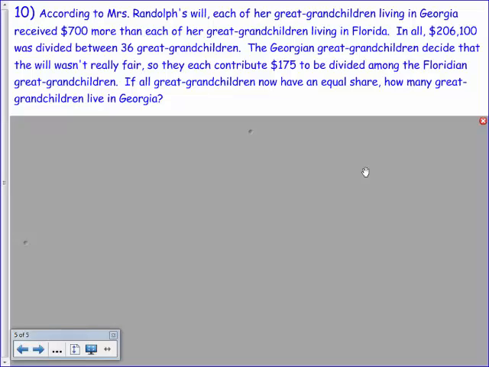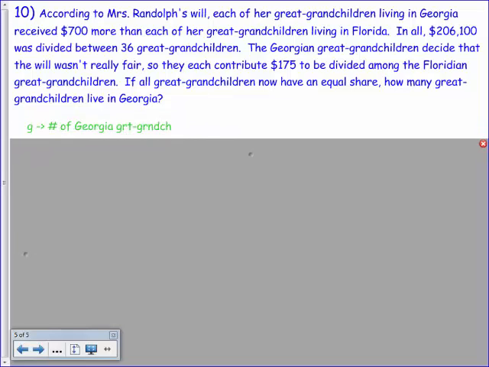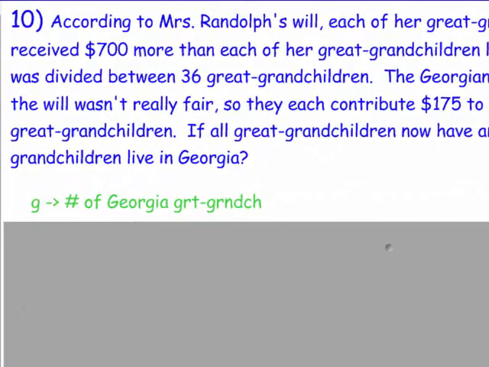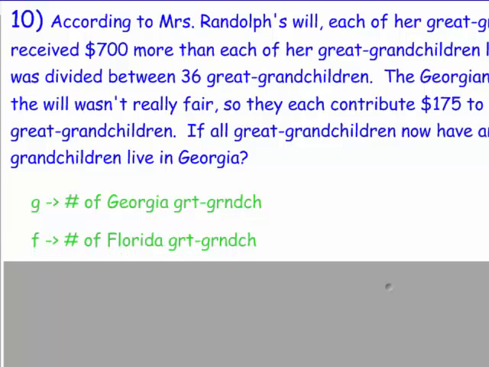So first thing, let's give a variable for the number of great-grandchildren in Georgia. How about G? That seems perfect, right? Number of Georgia great-grandchildren. So what do you think we could use for the number of great-grandchildren in Florida? F. Love it. There we go. I'm going to put G for the number of great-grandchildren in Georgia and F for Florida. And I could actually write an equation with that right away. Because what's the total amount of great-grandchildren? 36. So G plus F equals 36. There we go. I already got two variables and an equation written down. That's a great start.